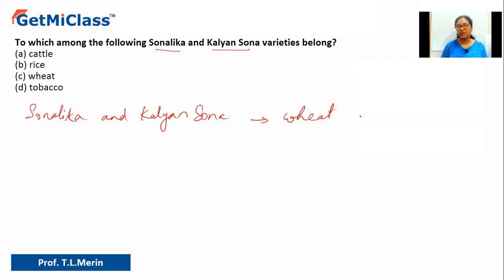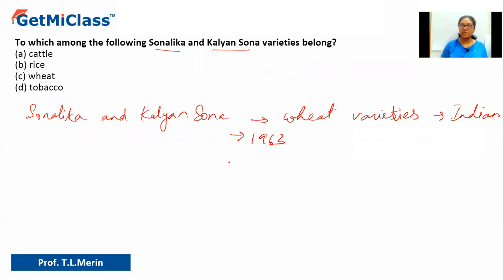These are wheat varieties which were released in India. Indian varieties, you can say, and these were released in the Indian wheat fields in the year 1963.